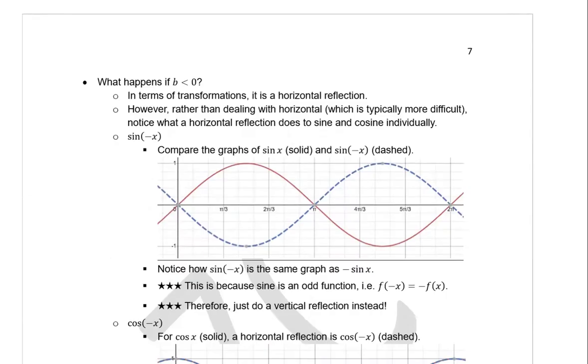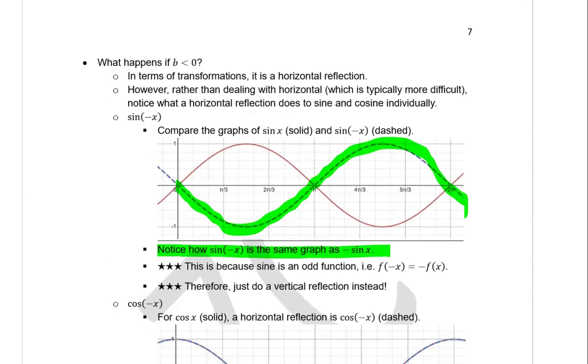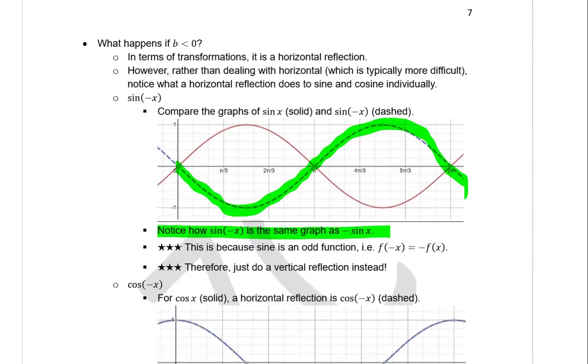So notice how sine of negative x is the same as negative sine of x. This dashed curve is the same as the other page, the page above. Okay. This is because sine is an odd function. What is an odd function? Do you remember?